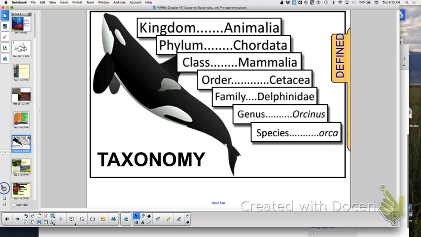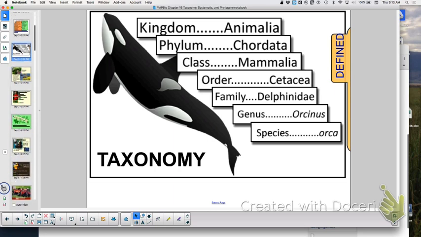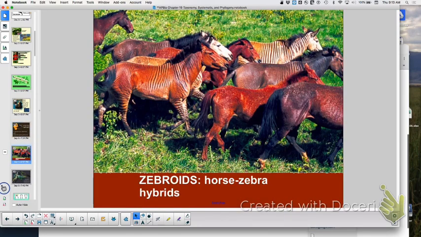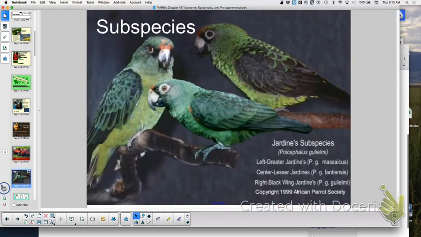Okay, good. And then moving on to where we were talking about a species defined is that they share the same gene pool, that they can interbreed. And we have already had those discussions where we talked about all the different ways you can identify a species. The biological definition is they are interbreeding, right? Okay, we also talked about you could have hybrids. So maybe the F1 is viable, but the F2 is not. So these are some zebroids, which I think are super cool. And then we also talked about subspecies.